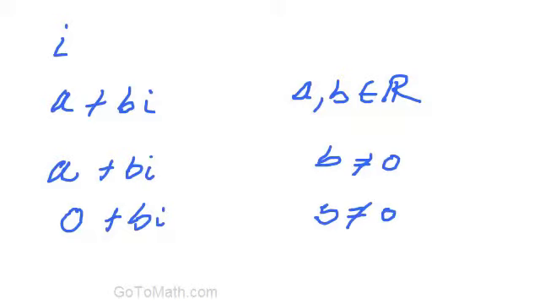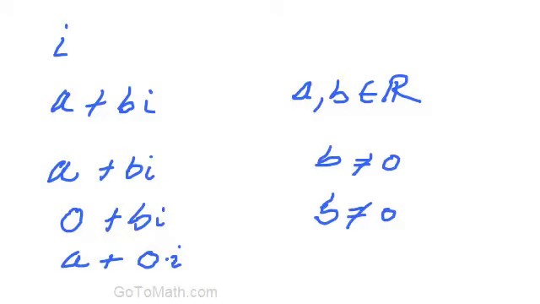Okay, if A is 0 and B is not 0, for example 2i, that would be called a pure imaginary number. And then, of course, the real number is if we have A plus 0 times i.